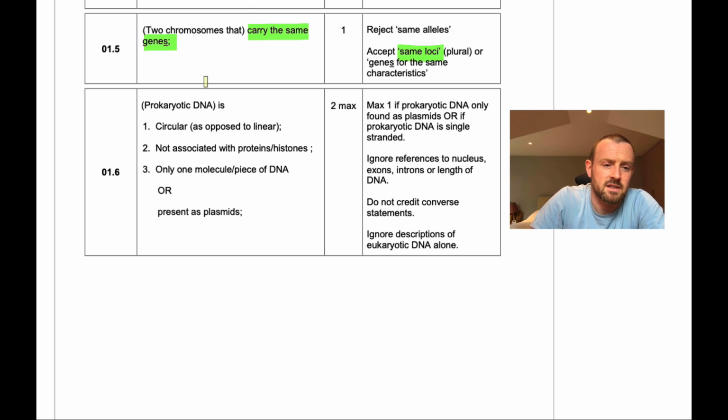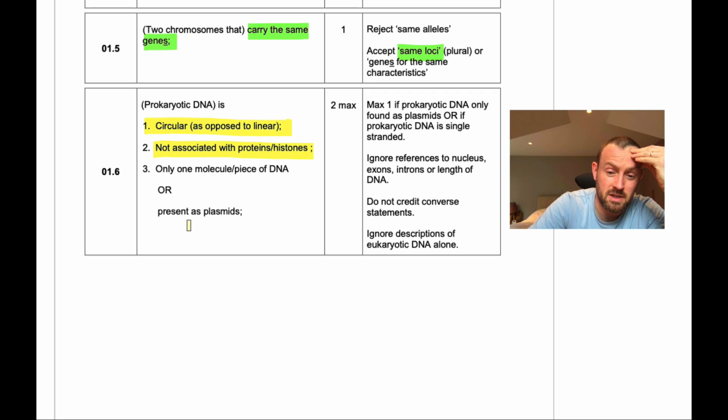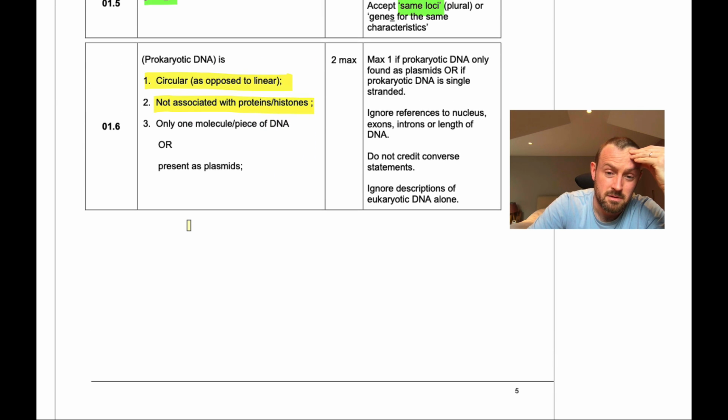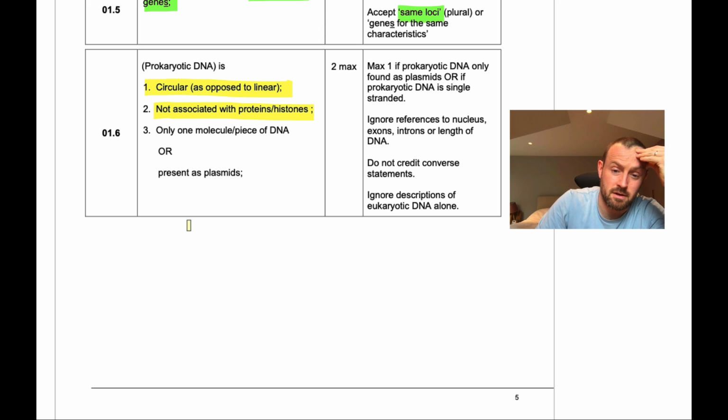So what you could have said: prokaryotic DNA is circular as opposed to linear. That was visible because the chromosomes are long sections of DNA, not circles. So that's visible in the picture. They're not associated with histone proteins. And what else did I say? Only one molecule of DNA, or present as plasmid. Yeah. Okay, those are the three things you could have said.